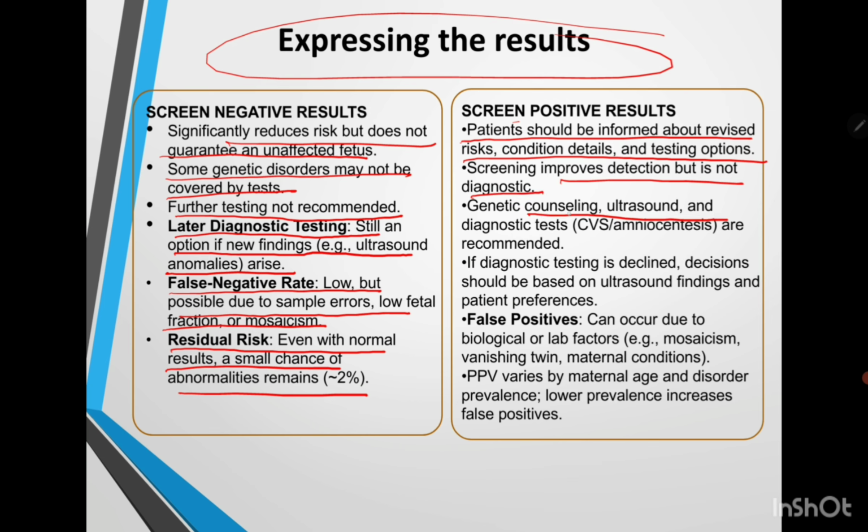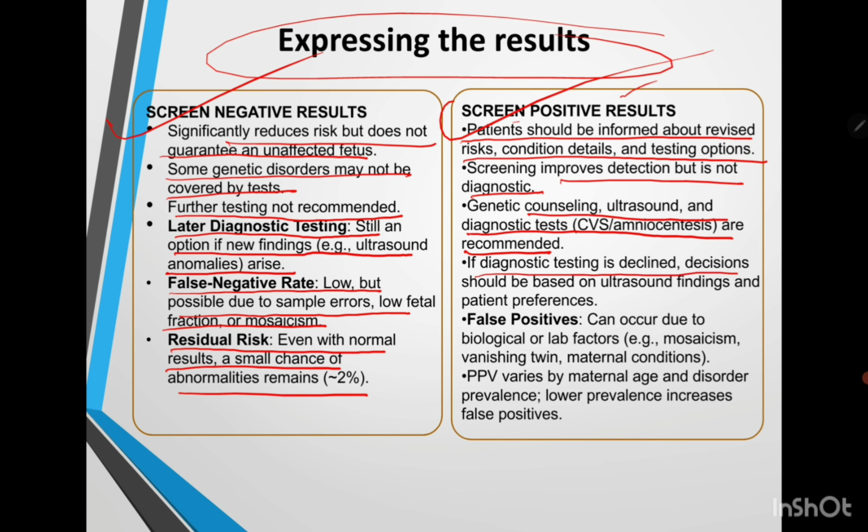Genetic counseling should be done. Diagnostic tests like CVS, amniocentesis can be recommended. If the screen gets positive, what will you do? If the screen gets negative, what will you do? Okay. So counseling is very important for all these tests, the prenatal diagnostic tests, the counseling part. So in this positive result, you go for amniocentesis, CVS.